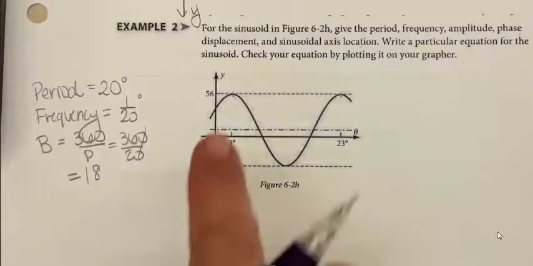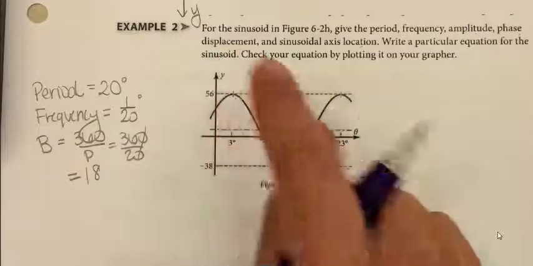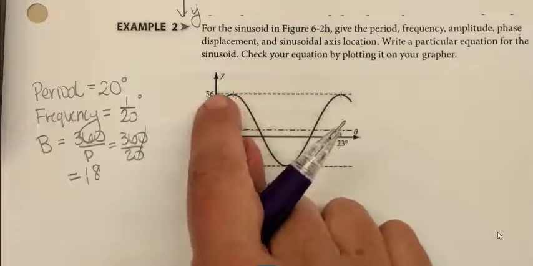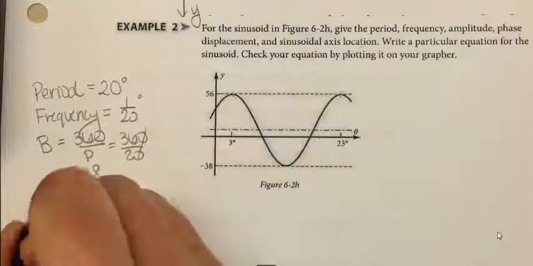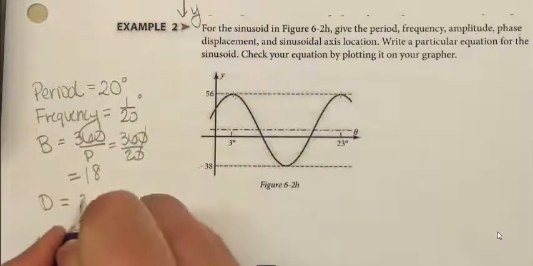I can find my phase displacement or my horizontal shift rather quickly. Normally, this highest point for a cosine function would be right on the y-axis, but it's been moved over 3 degrees. So that's D, that phase displacement. I know it's been moved 3 degrees to the right.